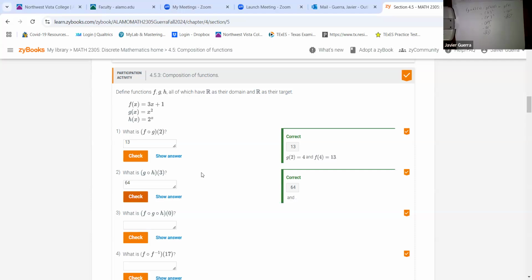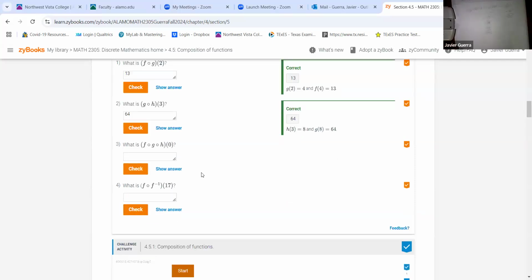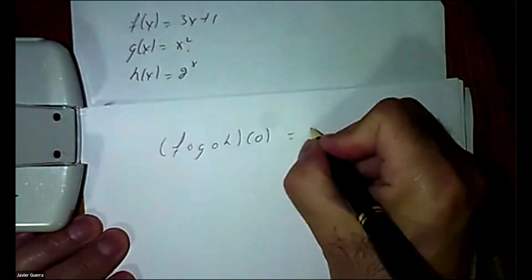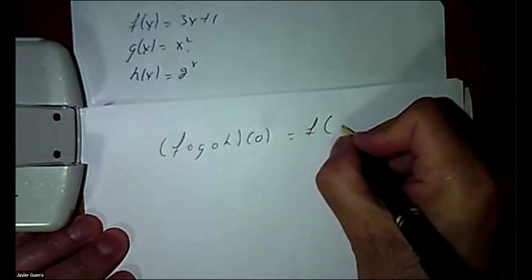Okay. Now let's do one with 3 functions. So they want us to evaluate F composed with G composed with H evaluated at 0. All right, let's take a look at it. So I know I'm going to have to rewrite this: F parentheses G parentheses H parentheses at 0. We've got a whole bunch of embedded functions going on.